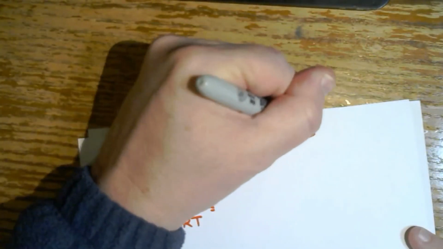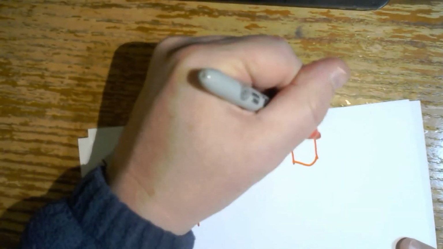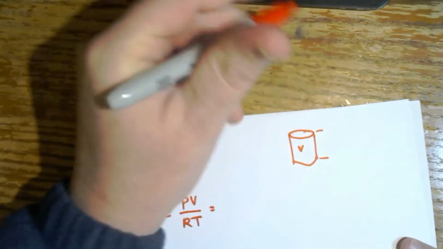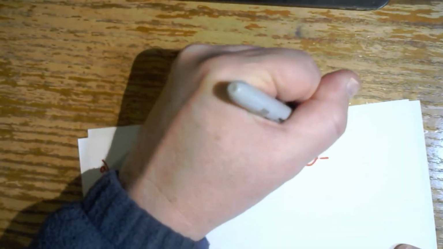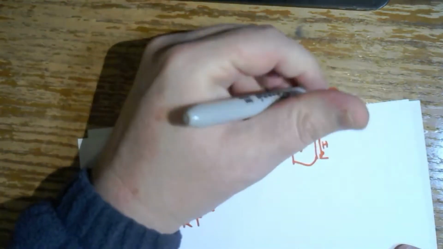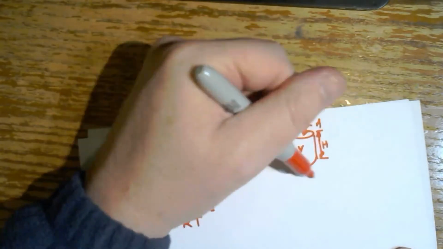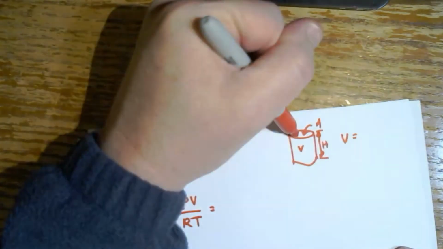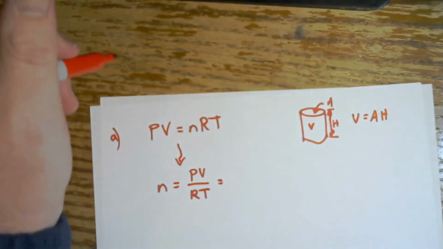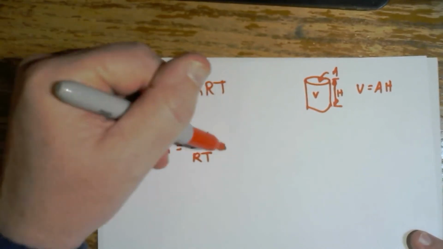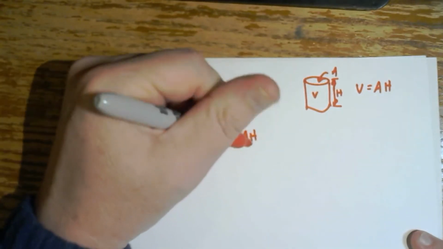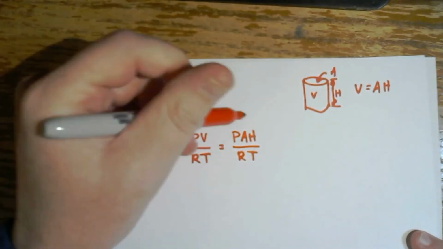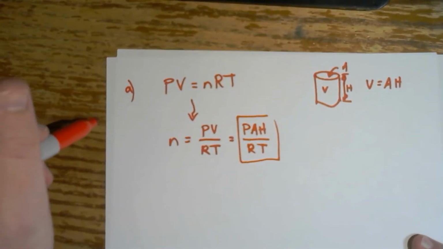I need to look at the cylinder and determine what the volume of the gas is. The volume of the gas is what's trapped inside that cylinder. That cylinder has a height of h and an area of A. So to find the volume, it's just the area of that circle times the height of the cylinder, AH. That's just some old school geometry. So I'm going to replace my volume with AH, and I'll have PAH over RT. And that's going to be my solution for part A.